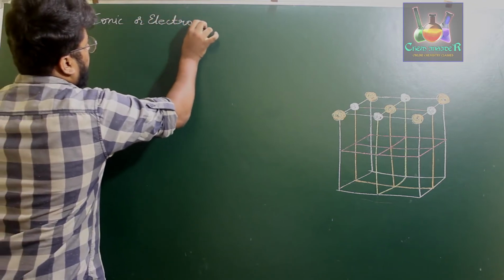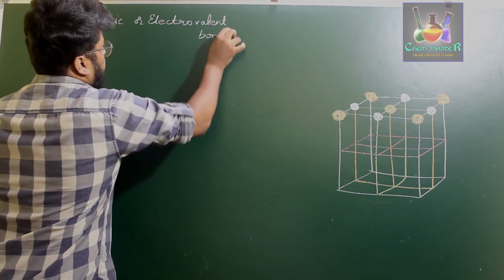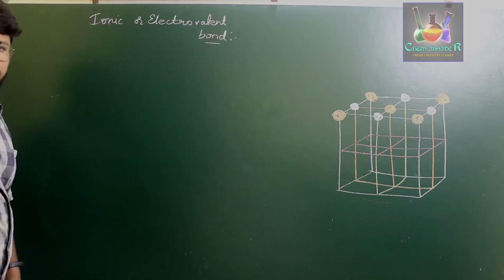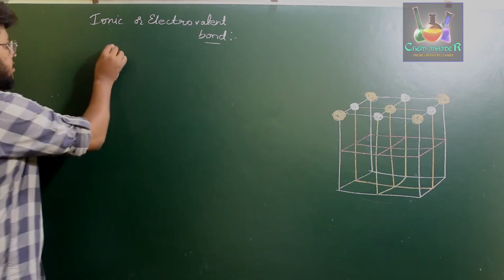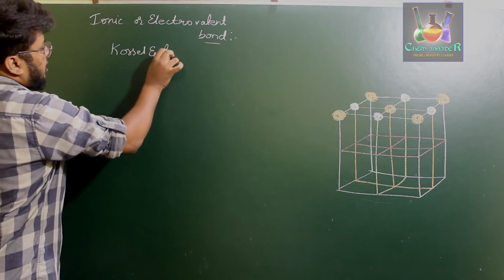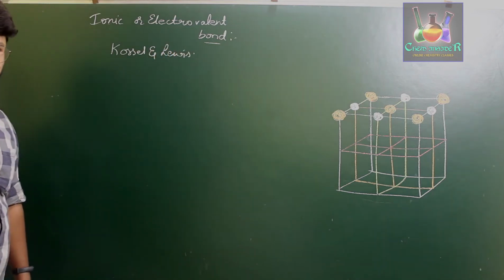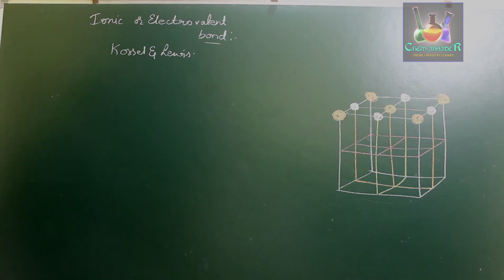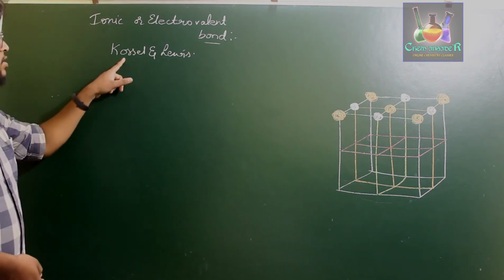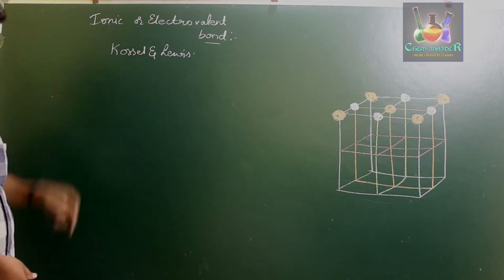We all know about this ionic or electrovalent bond. This was proposed by Kossel and Lewis, right? In the first video itself, we discussed Kossel and Lewis theory of formation of ionic or electrovalent bond. So there they just said it should be an electrovalent bond. They didn't explain the ionic bond formation, but Kossel explained the electrovalent nature, and Lewis explained the ionic nature.